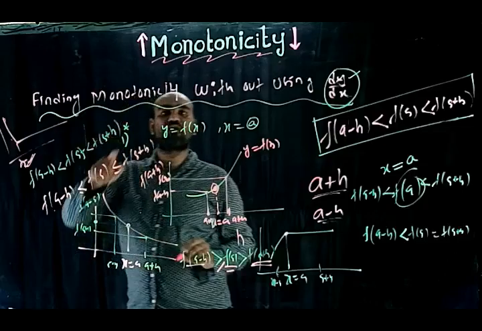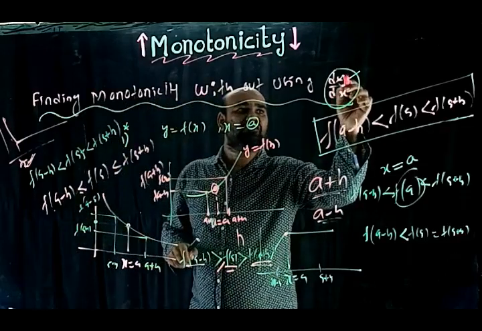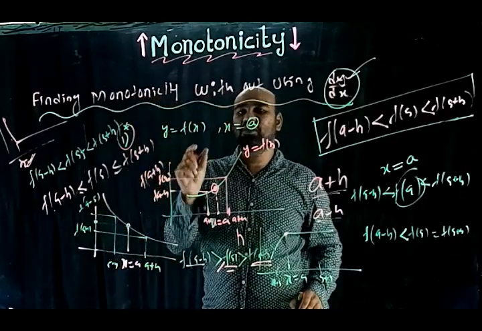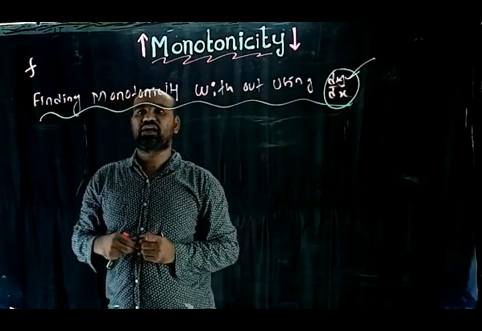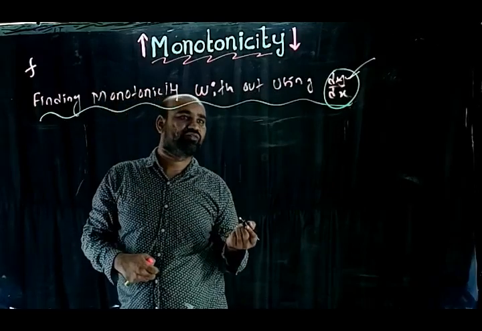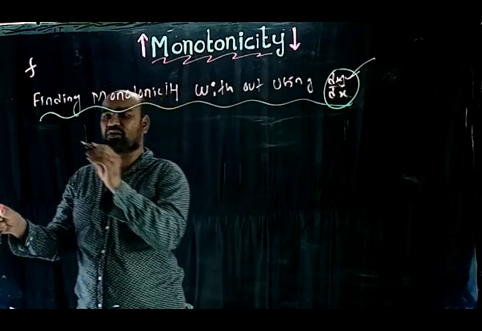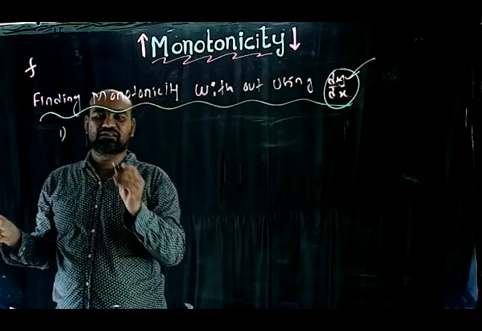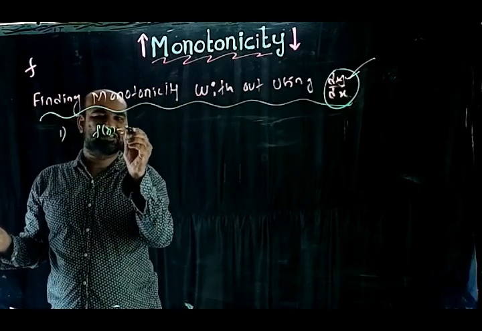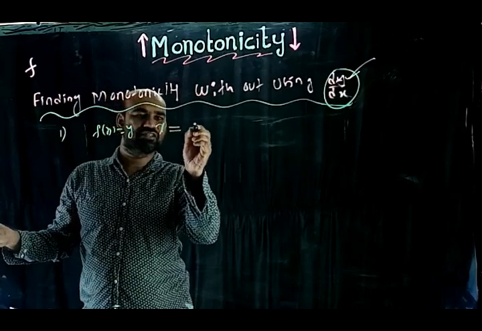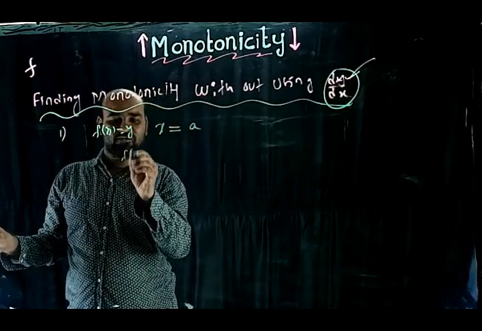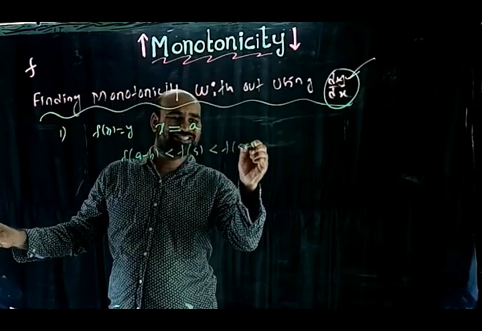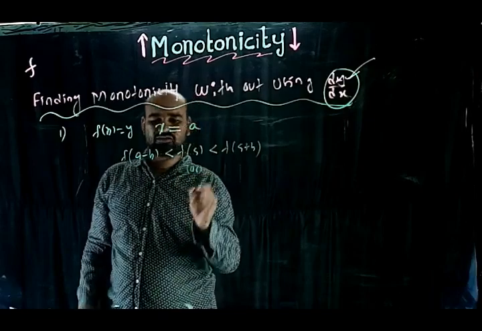So, finding the monotonicity of a function without using differentiation. On that, the first case is finding the monotonicity of a function at a particular point. The discussion is completed already. f of x equal to y is a function. We want to check its monotonicity at a. What is the conclusion? f of a minus h is less than f of a less than f of a plus h. Or sometimes you can write it like this also.